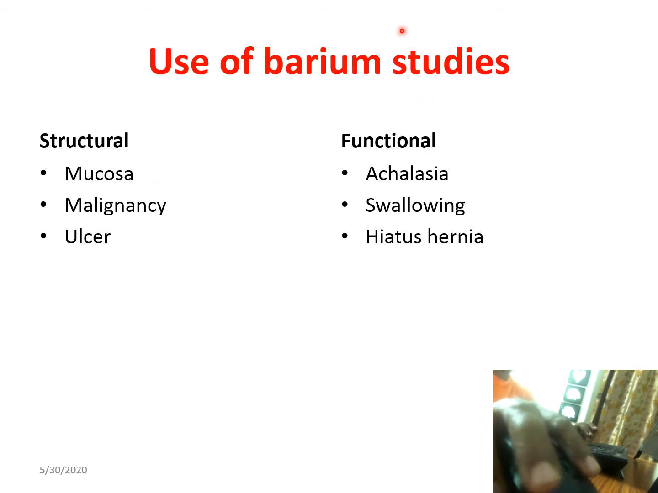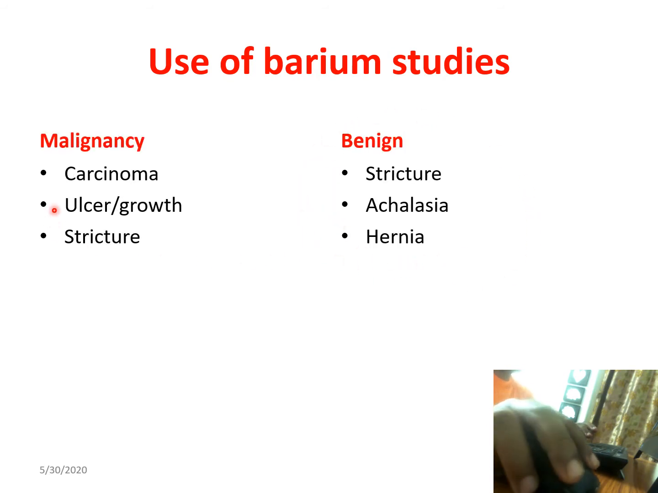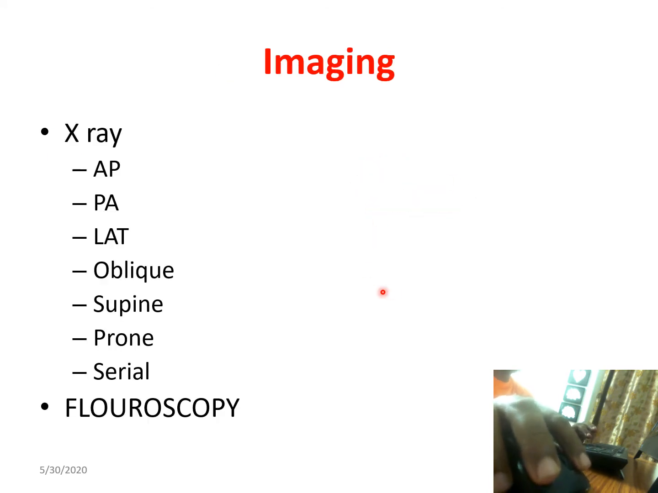There are various uses of barium studies. They may be structural, where you study the mucosa, malignancy, and ulcer. Sometimes you study motility, achalasia, swallowing, and hiatus hernia. They are mostly used for malignancy like carcinoma, ulcers, growths, and strictures. Benign conditions you can also see are strictures, achalasia, and hernia.